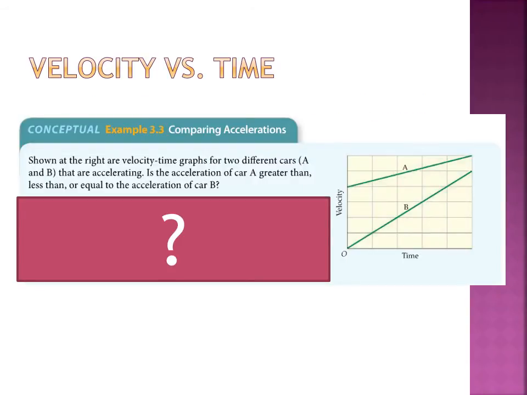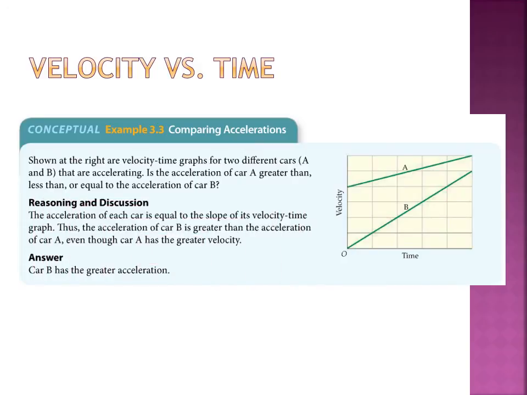So in this picture here it says that there are two different cars, A and B, represented by two lines on that graph. And it's asking, is car A or car B the car with the greater acceleration, or are they equal? Since acceleration is represented by the slope of a velocity time graph, that means B has a greater acceleration since it has a steeper line.